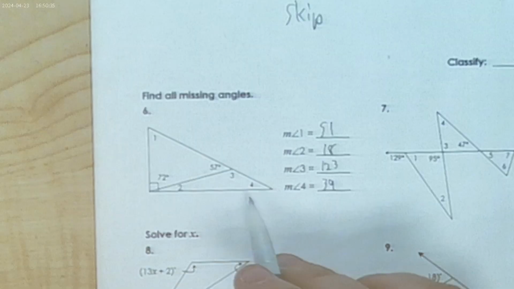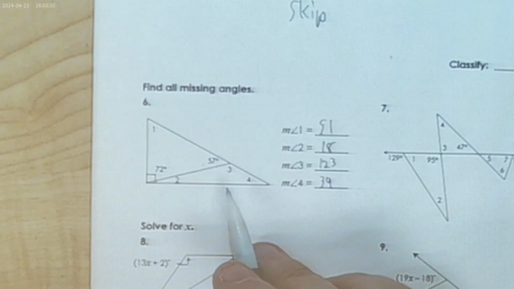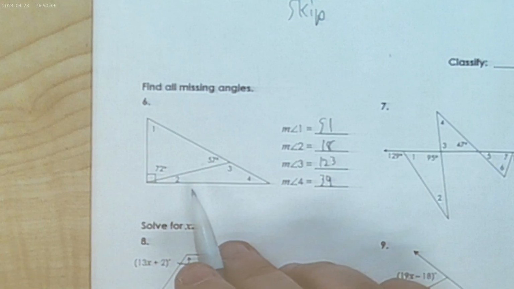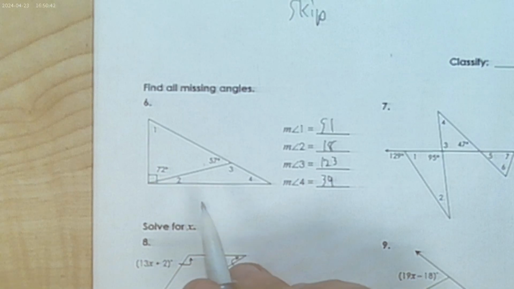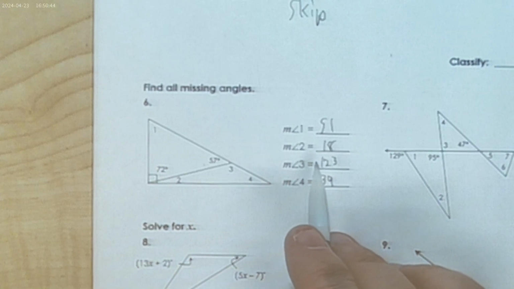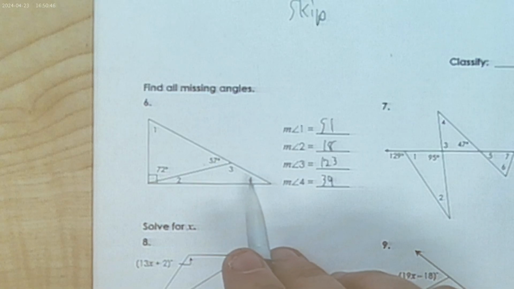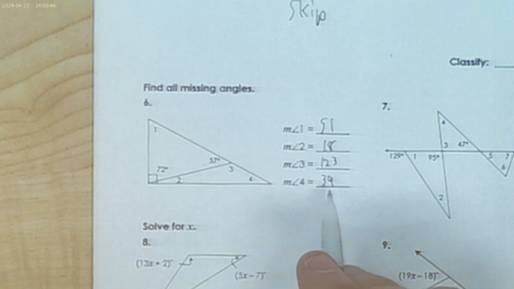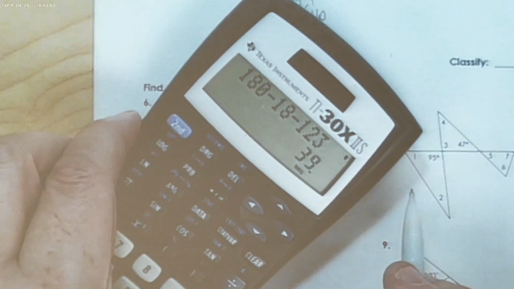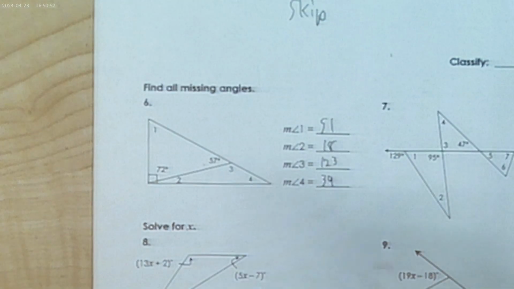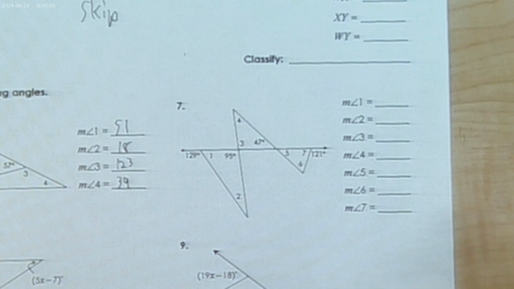And just to verify, to be 100%, let's go with 180 minus angle 2, which is 18, minus angle 3, which is 123, and I get 39 again. Sweet. So I am right. I'm doing well so far. All right. On to the next puzzle of angles.